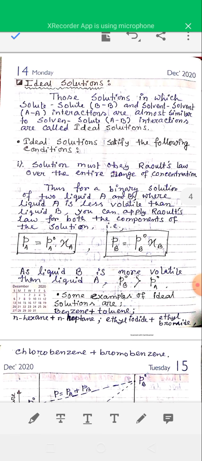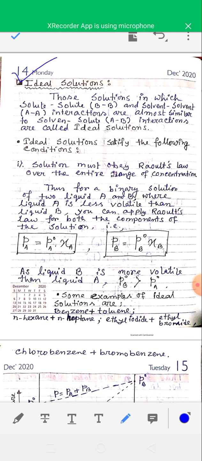Now let's talk about ideal solutions. What are ideal solutions? Ideal solutions are those solutions which obey Raoult's law. Ideal solutions are those solutions in which solute-solute, solvent-solvent, and solute-solvent, all these three types of interactions are similar.